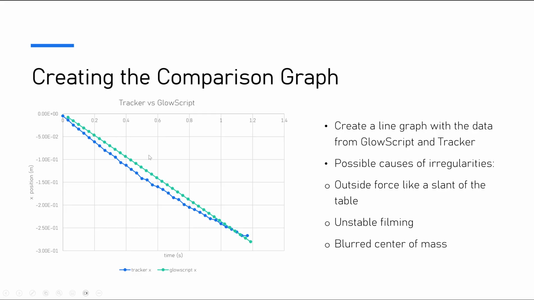They're pretty similar, but some possible causes for irregularities are outside forces like a slant of the table, unstable filming, and then a blurred center of mass on the Tracker application, to where we couldn't quite get the exact center point.